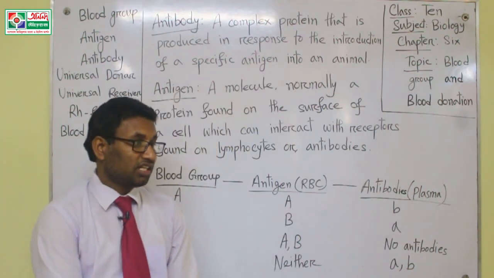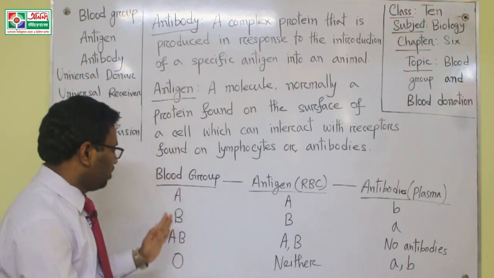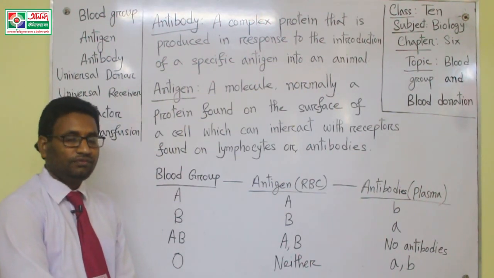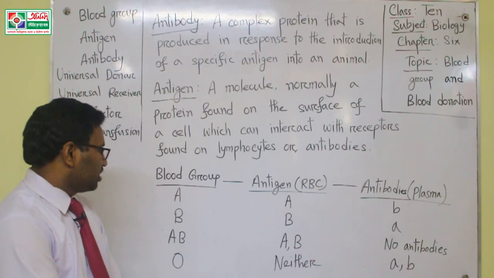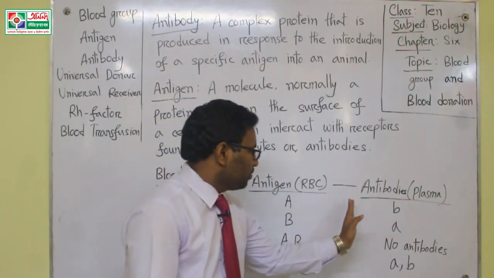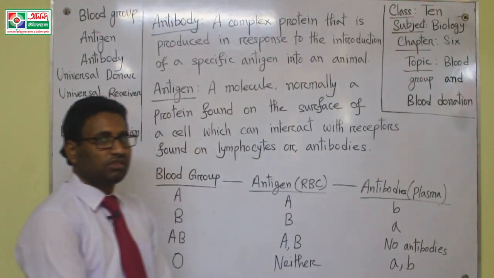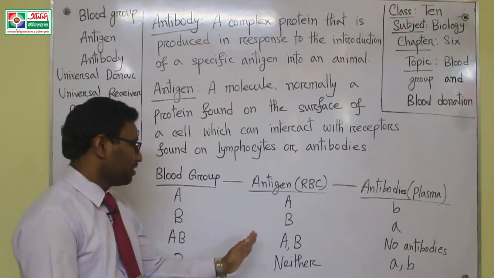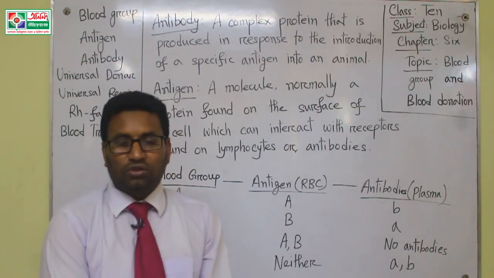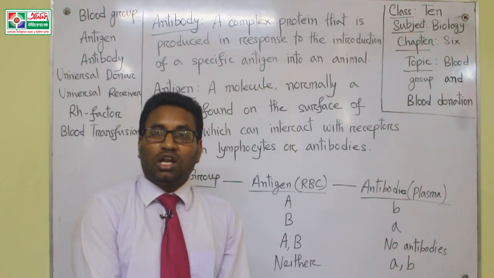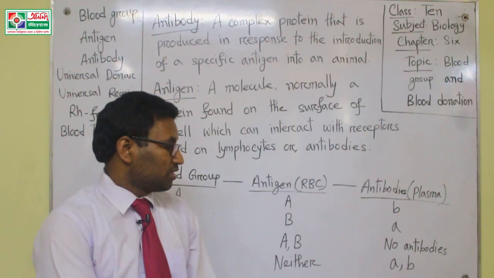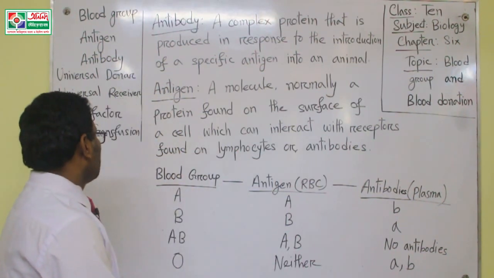On the other hand, from the table of blood group, the AB blood group is called the universal receiver. In the case of AB blood group, antibody is completely absent, and only antigens capital A and B are present. And also we can say that AB blood group can receive from all other blood groups. So we call the AB blood group the universal receiver.